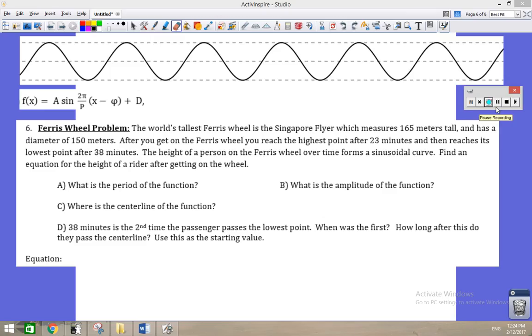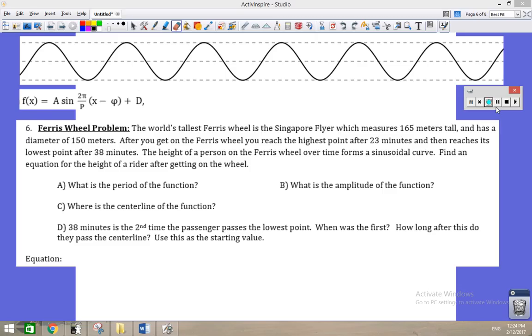All right, let's take a look at this Ferris wheel problem. The world's tallest Ferris wheel is the Singapore Flyer, which measures 165 meters tall and has a diameter of 150 meters. After you get on the Ferris wheel, you reach the highest point after 23 minutes, and then it reaches its lowest point at 38 minutes after you get on it.